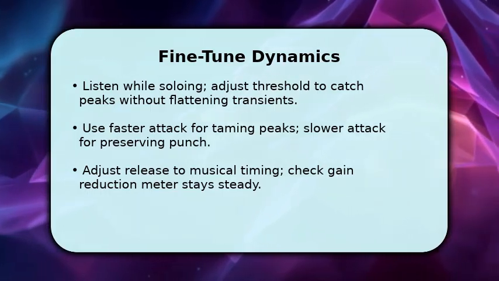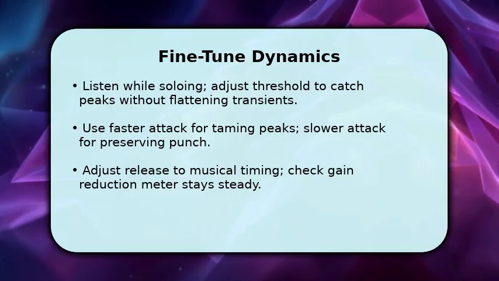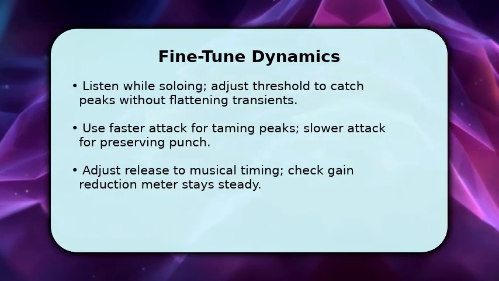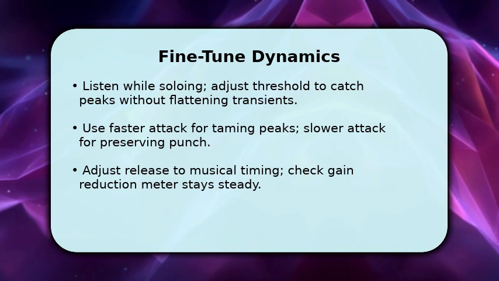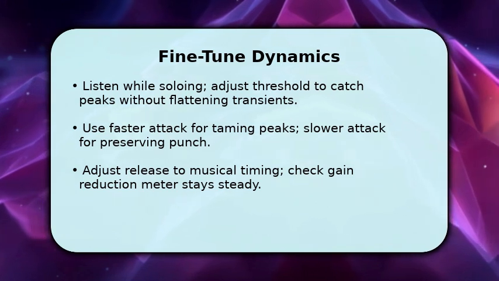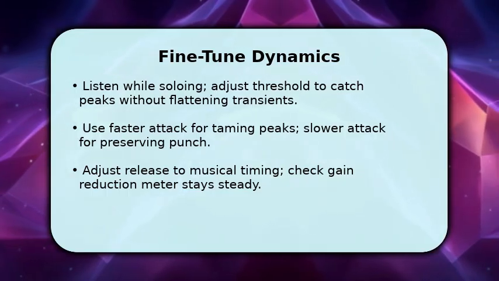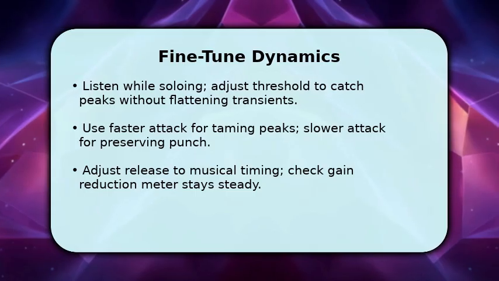Next, make small release adjustments so the compressor breathes with the material. Choose shorter release for rhythm, longer for sustained vocals. Make sure the gain reduction meter moves sensibly. Steady dips indicate consistent control, while wild swings mean the threshold or ratio needs rebalancing.